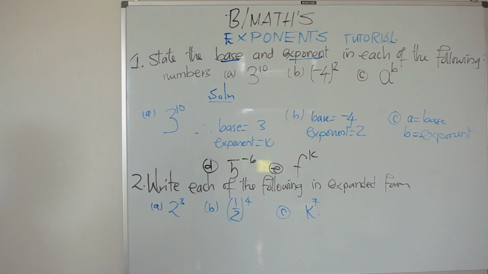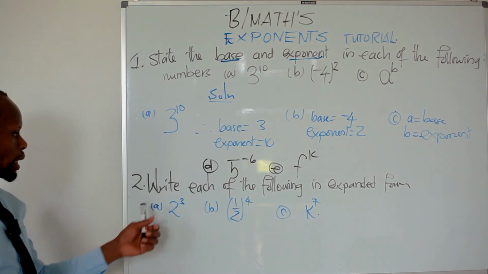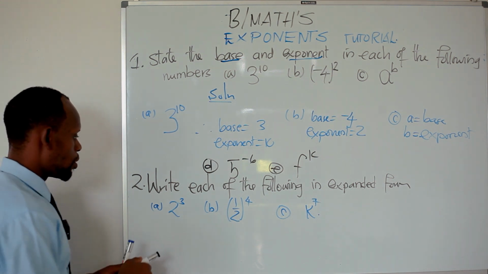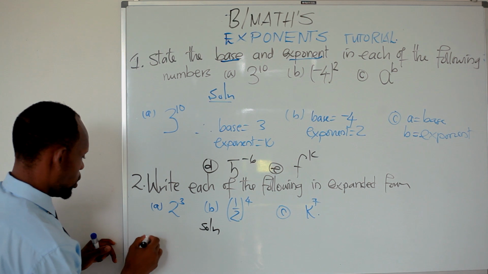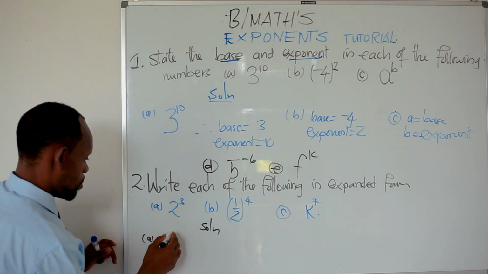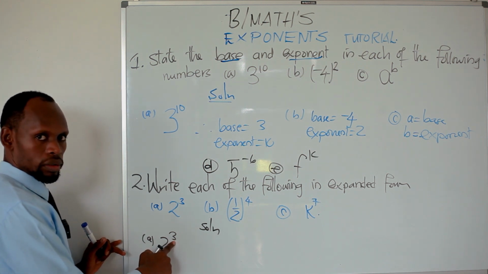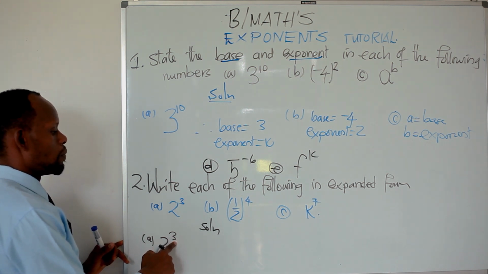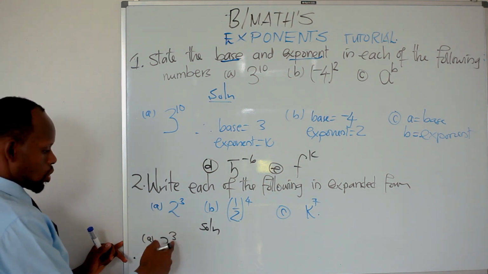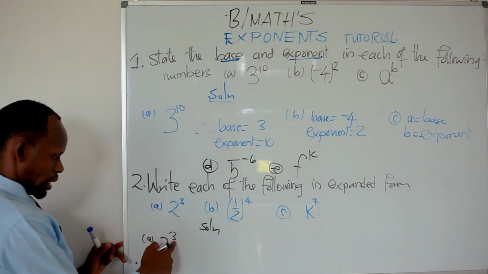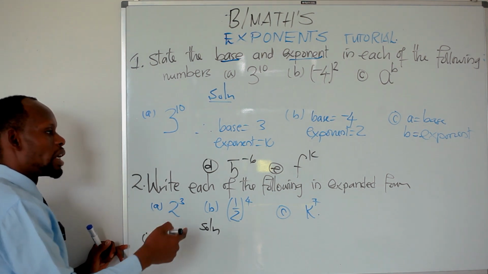Number 2 is: write each of the following in expanded form. For A, how will it be? Solution for A, 2 power 3. This is the base and this is the exponent. The exponent shows how many times the base will be multiplied. So if the exponent is 3, it means 2 will be multiplied by itself 3 times.